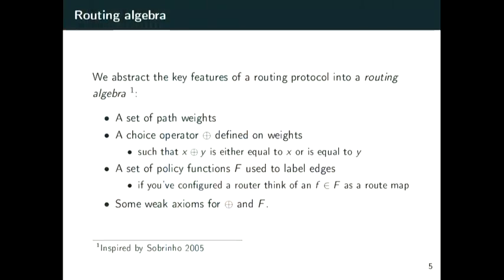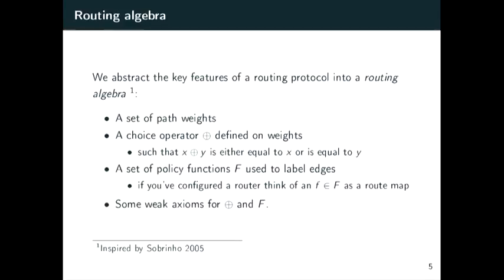So, in order to reason about these problems, we want to reason about all path vector protocols, or as many as possible, all distance vector protocols. So we're going to abstract the key features of a routing protocol into a routing algebra. The first component of routing algebra is a set of path weights. So think of shortest paths. In this case, it's just the natural numbers, 1, 2, 3, 4. It's all the possible distances you can have in your network.